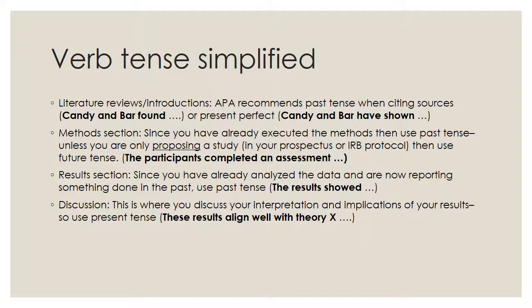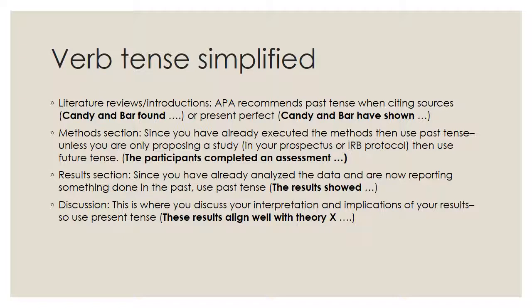Another question that students often ask is about verb tense. And so for each section of your APA style manuscript or document, there will be different recommendations for verb tense. So in the introduction, where you review the literature, APA recommends past tense when you're citing your sources, and that is because the work has already been done. So for example, here's the past tense, Candy and Bar found, or you can use a present perfect, Candy and Bar have shown. In the methods section, it's the same thing.